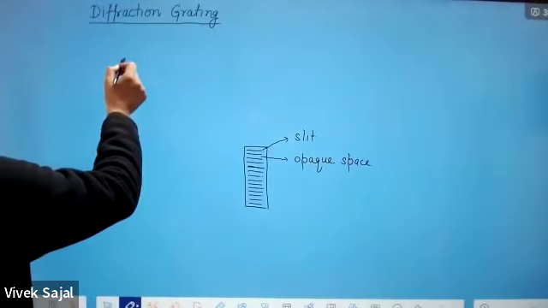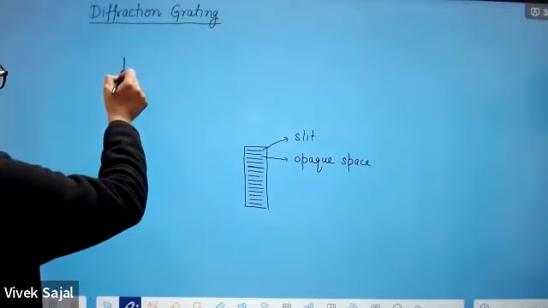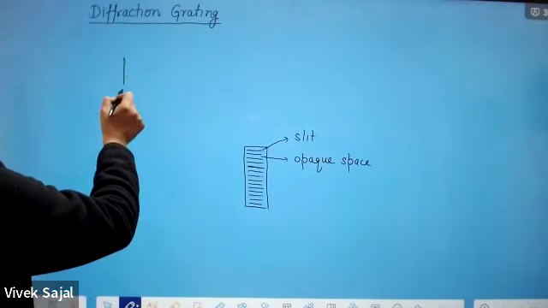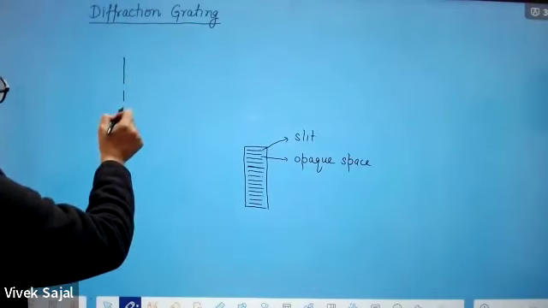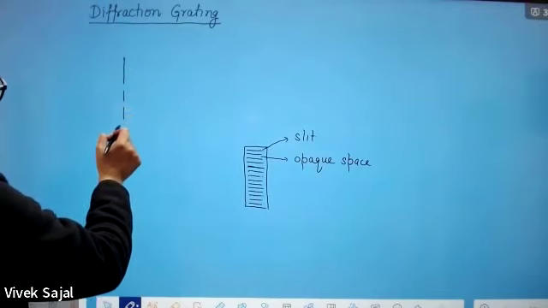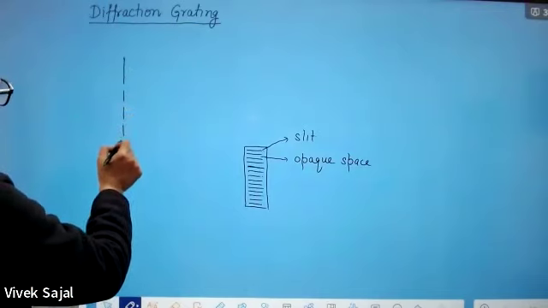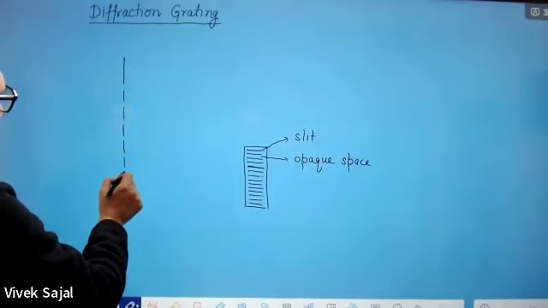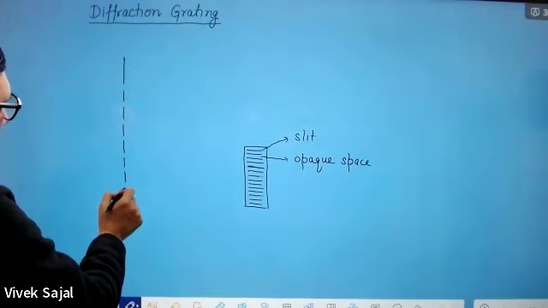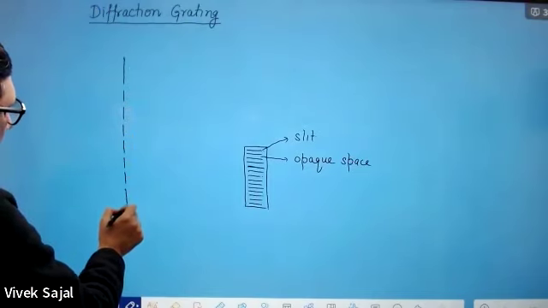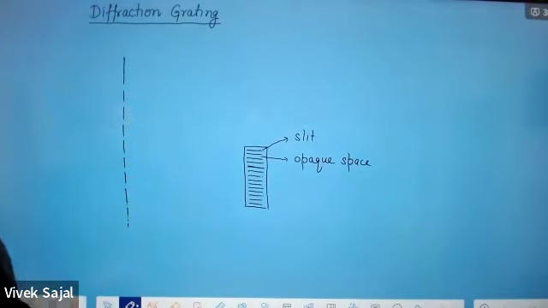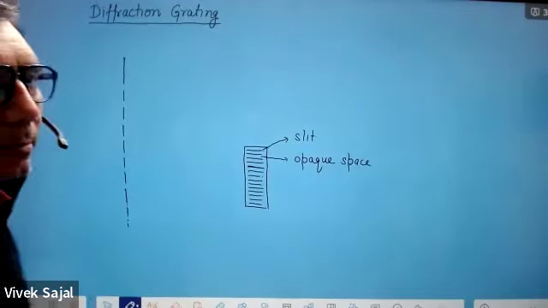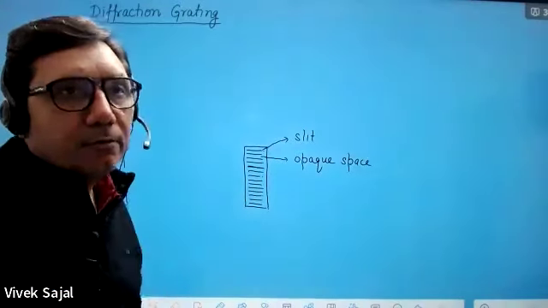So here, if you have n number of slits, then we can show these slits like this. This is the first slit, second slit, third slit, fourth. In this way, there are n number of equivalent slits, and so on. So the total of n slits will be there. Capital N is the total number of slits.